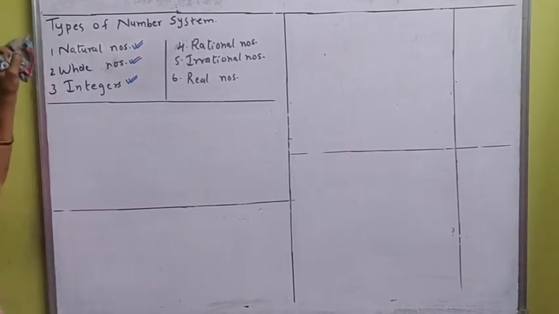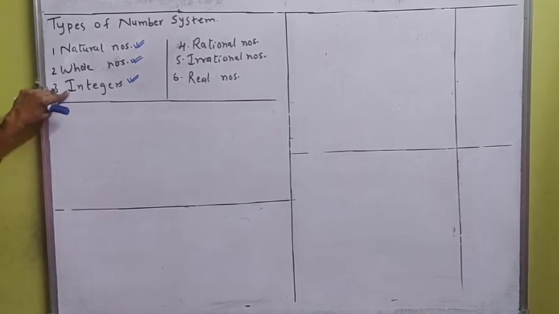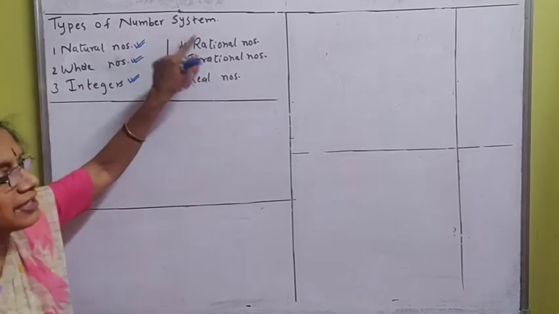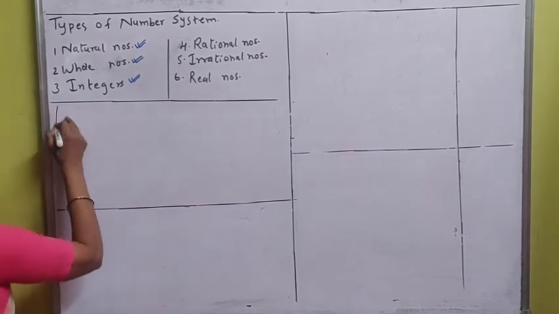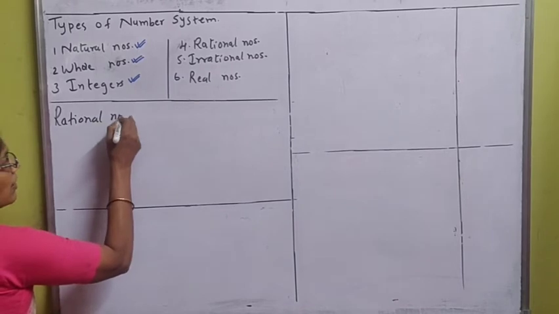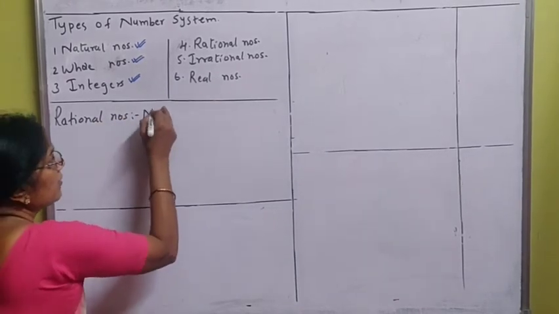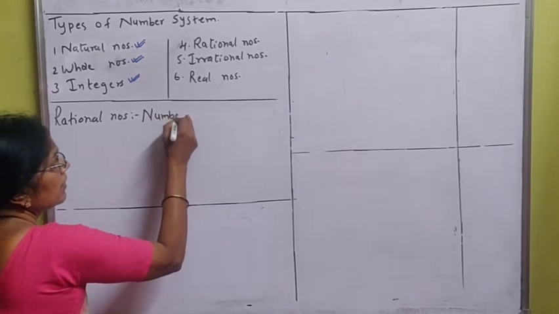We completed the types of number system, that is natural numbers, whole numbers and integers. Today we are going to take the rational numbers. Already you have studied rational numbers in your 8th standard. What are the rational numbers? So first I am going to write down the definition just to observe.